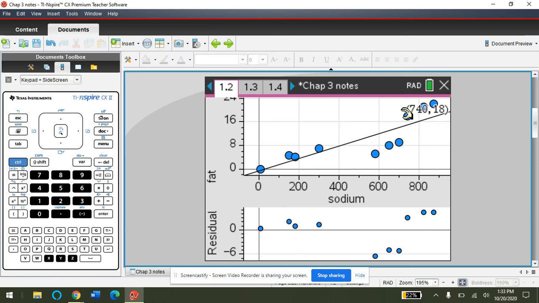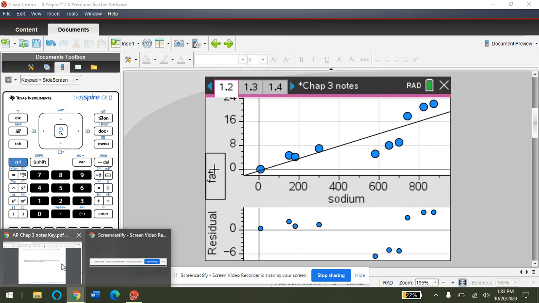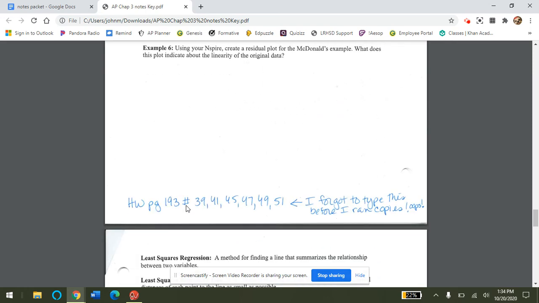Okay, so I know that I gave you a lot of information today. These are the homework problems. I forgot to type them in before I ran copies, so sorry. So sit down and try these. They're odds, so they're going to pair together, like sometimes 39 is used in 45 is used in 47 or something like that. So do these problems, work through them, and we're definitely going to reconvene next class to talk about this.